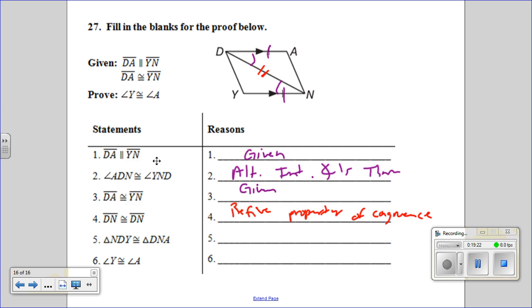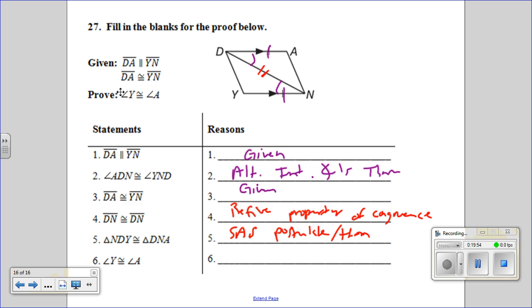And now it tells us that triangle NDY is congruent to triangle DNA. And that is true because we have side angle side. So side angle side postulate. Or theorem. I can't recall off the top of my head if it's a theorem or postulate right now.